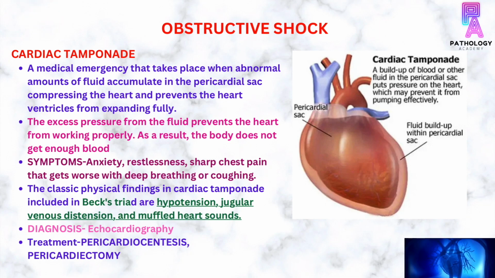Symptoms in these patients are anxiety, restlessness, sharp chest pain that gets worse with deep breathing or coughing, and the classical physical findings seen in cardiac tamponade patients are Beck's triad, which includes hypotension, jugular venous distension, and muffled heart sounds. The diagnosis is usually done by echocardiography and the treatment is pericardiocentesis or pericardiectomy.